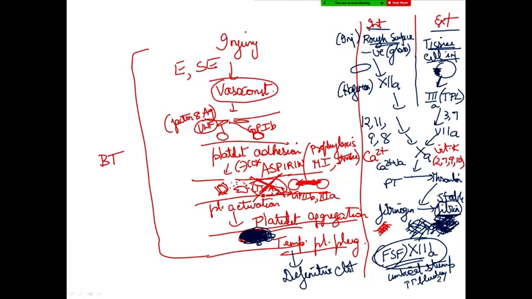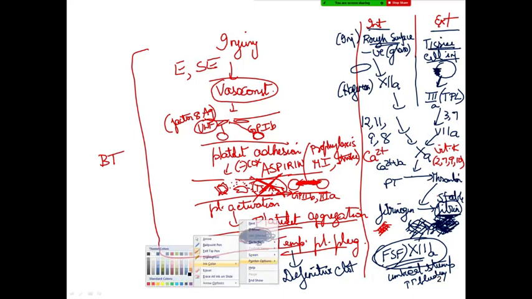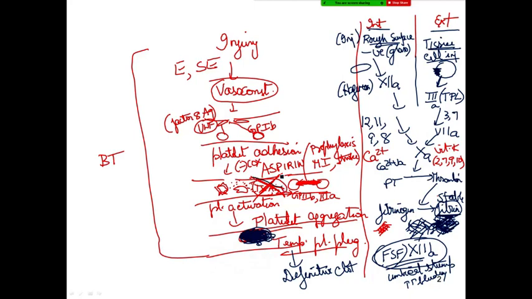If it inhibits thromboxane A2, which step will it inhibit? Look at the diagram. Platelet aggregation. So aspirin inhibits platelet aggregation. If you don't have glycoprotein 1b or von Willebrand factor, which step will be affected? Platelet adhesion. If you don't have glycoprotein 2b or 3a, which step cannot happen? Platelet aggregation cannot happen.